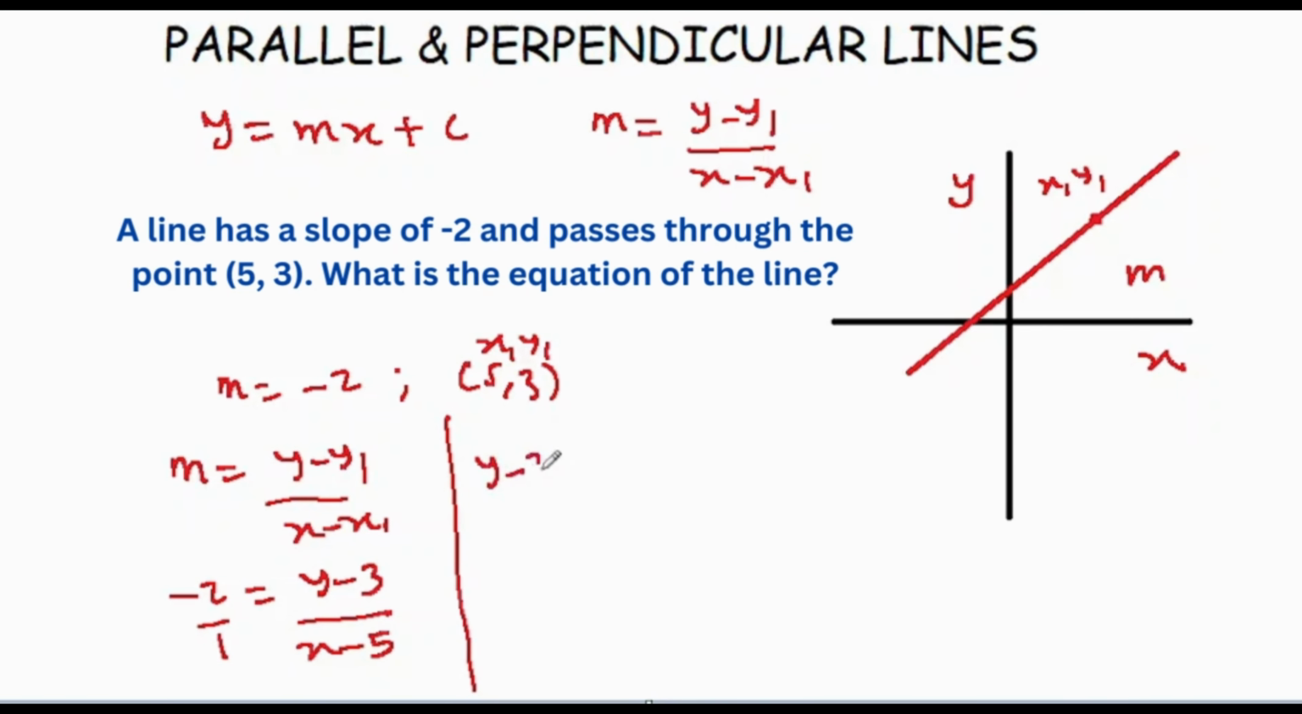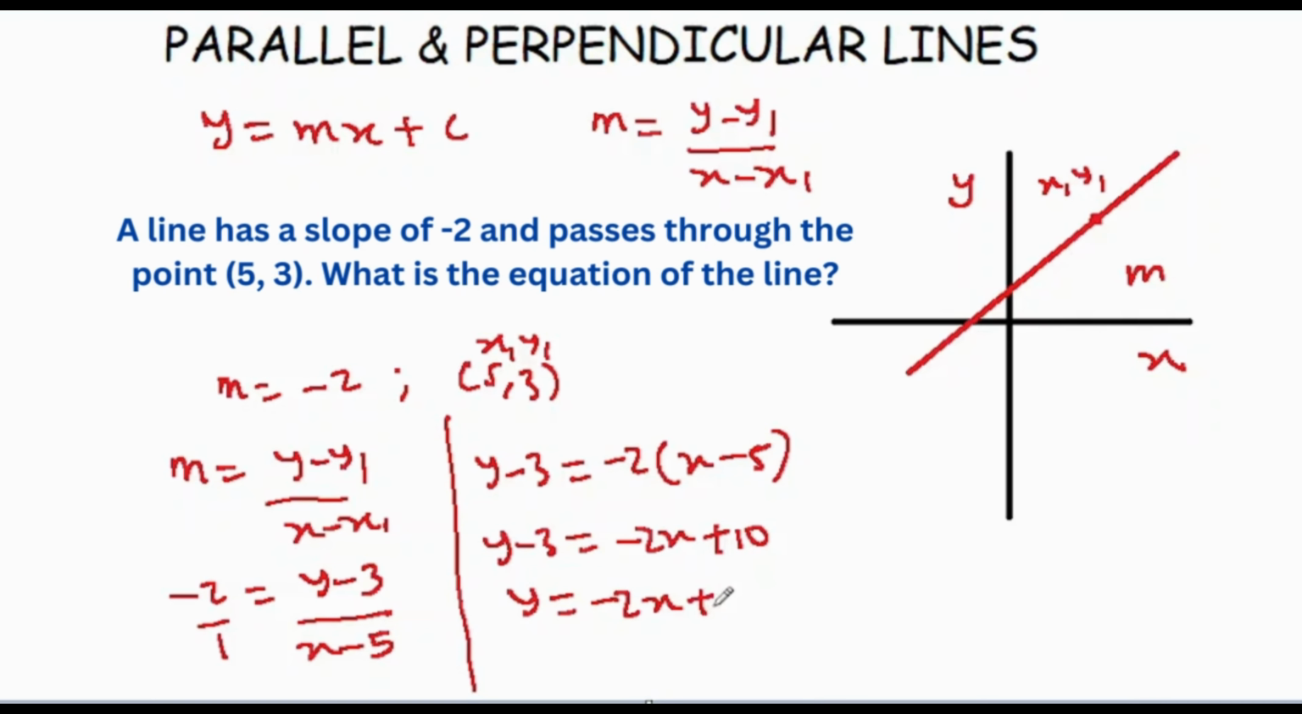We're going to have y - 3 = -2(x - 5). Opening the bracket, that will be -2x; -2 times -5 is going to give us plus 10. So add 3 to both sides of the equation, so we have -2x + 10 + 3, and y is going to be -2x + 13. So this is the equation of the line passing through the point (5, 3).